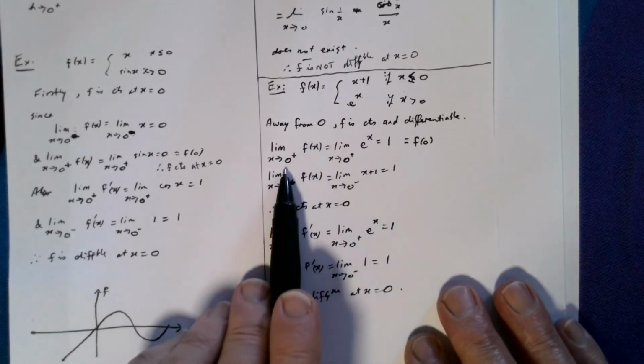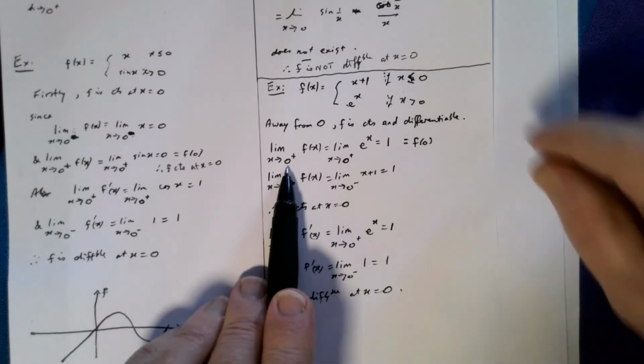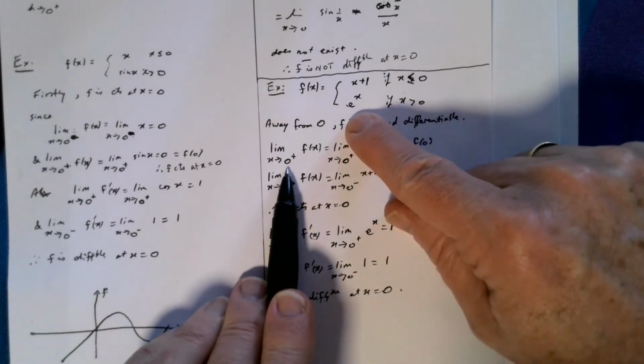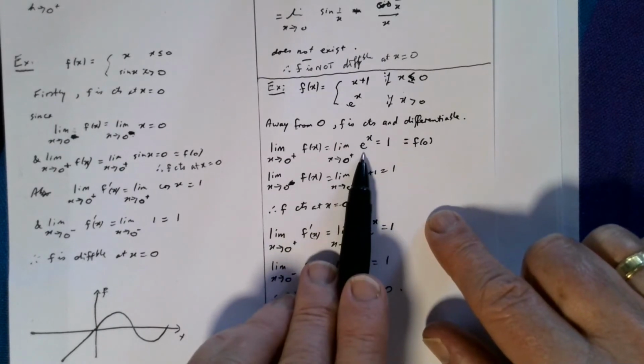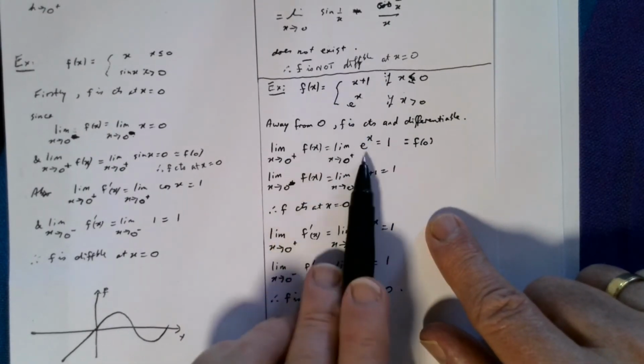So firstly, I've got to check continuity. I'm going to look at the limit as x goes to 0 from above. That means I'm looking at the function e to the x, because for x bigger than 0, f of x is e to the x.